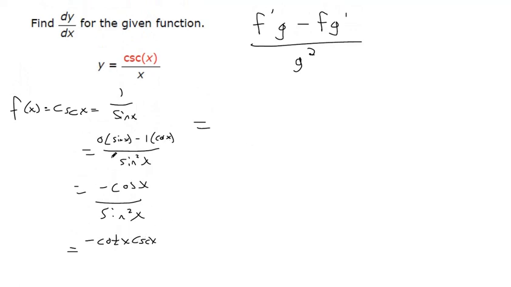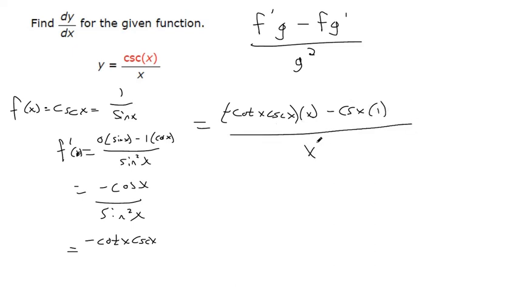Okay, so we needed the derivative. Sorry, I should have said that's the derivative. So the derivative of f is negative cotangent x, cosecant x, and then g is x. So those are different functions multiplying. Minus f kept the same, which is cosecant x, times the derivative of g, so that's 1. It's all over x squared.